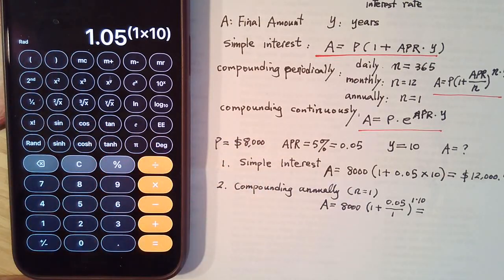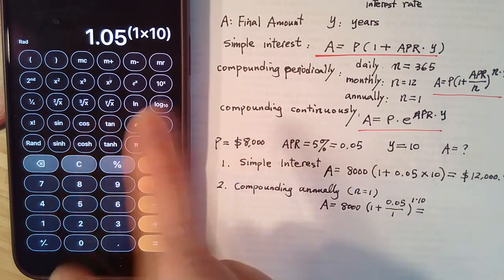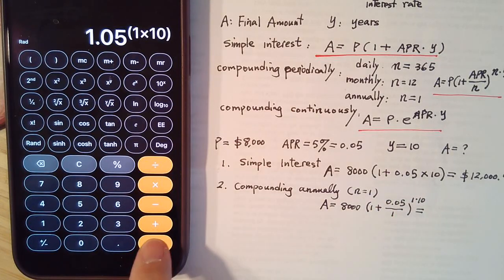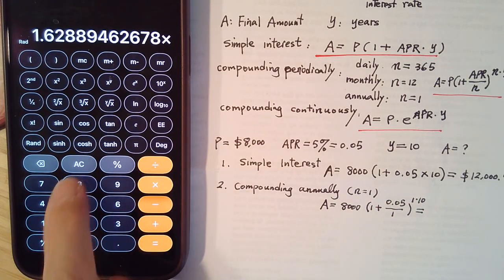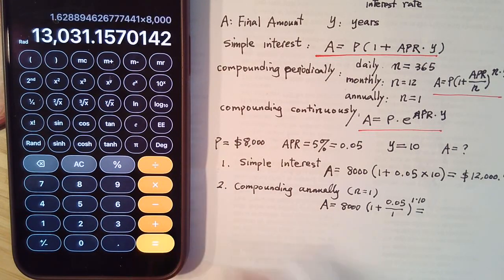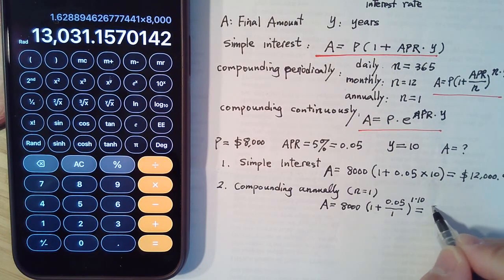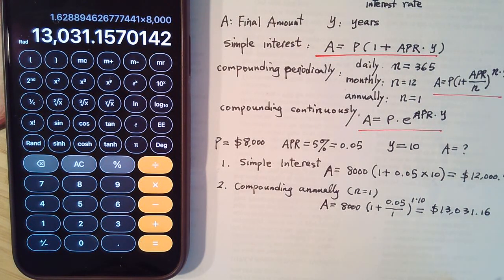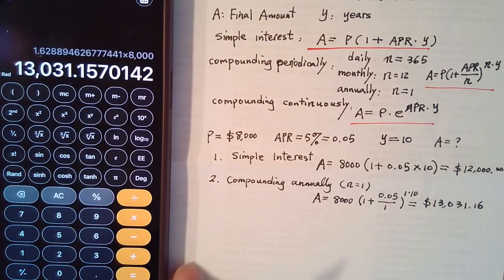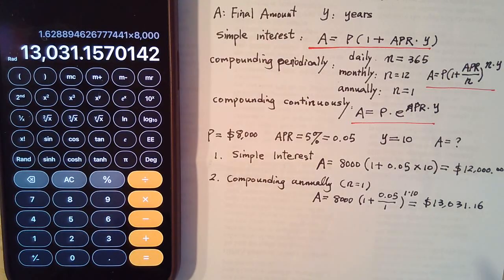Of course, you don't really need to close the parenthesis. You can just hit 10. And then that is this power part, equal, and then times $8,000. So multiply by this 8,000 as your last step. So that's your answer. You get $13,031.16. When we deal with money, we always keep 2 decimal places. Okay, sounds good, right? So this is compounding annually.